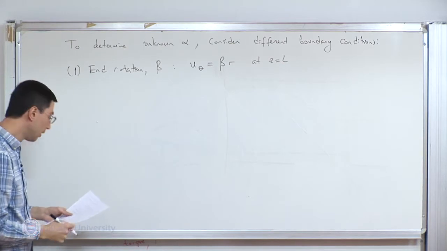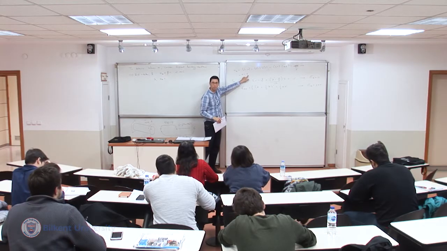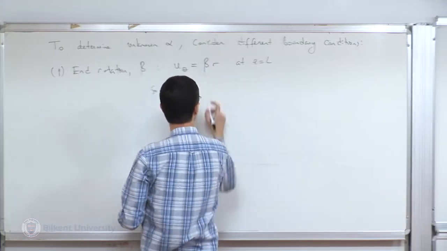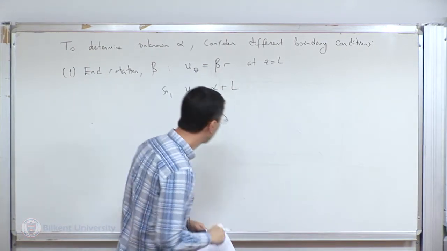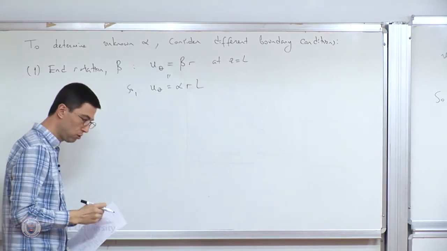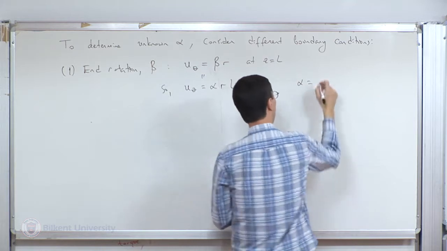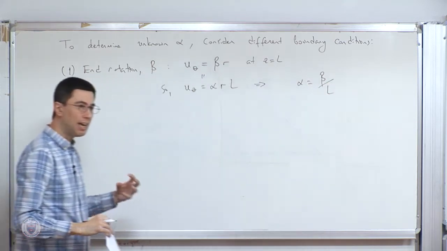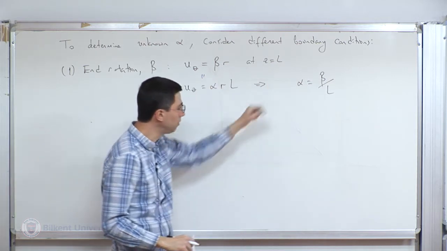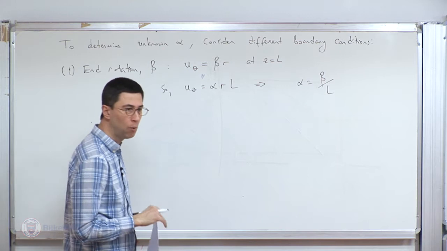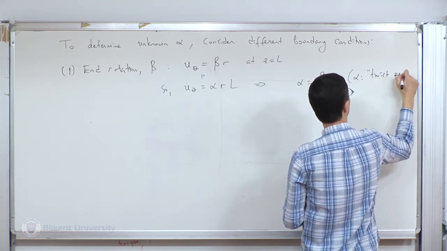That is our boundary. Now, on the other hand, we know that u theta has this form. It is alpha times r times z. And if I plug in z equals L, I will get alpha r L. And that should be equal to that expression. These two things are the same. And hence, I obtain that alpha is equal to beta over L. So beta is the end twist, L is the length. So this is sometimes referred to as twist per unit length, a quantity that will pop up later on as well. So alpha is twist per unit length.